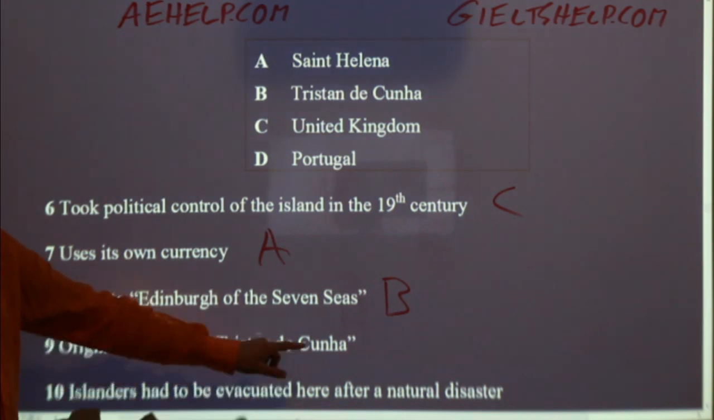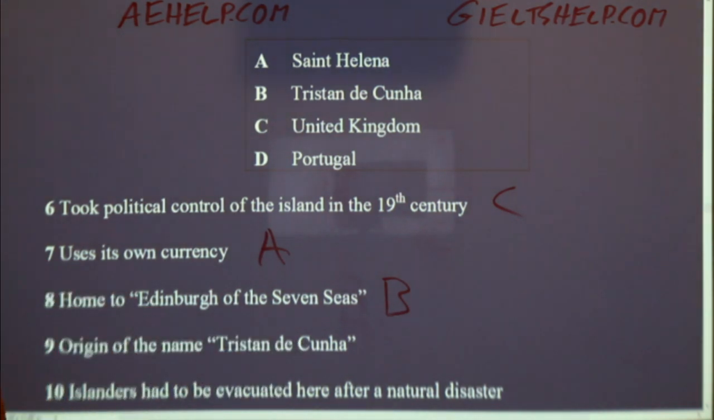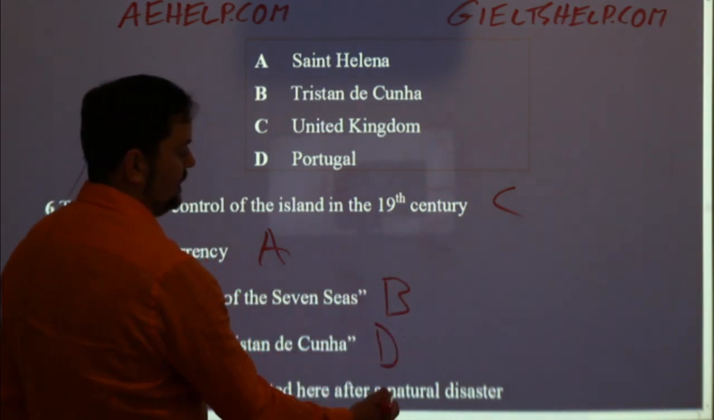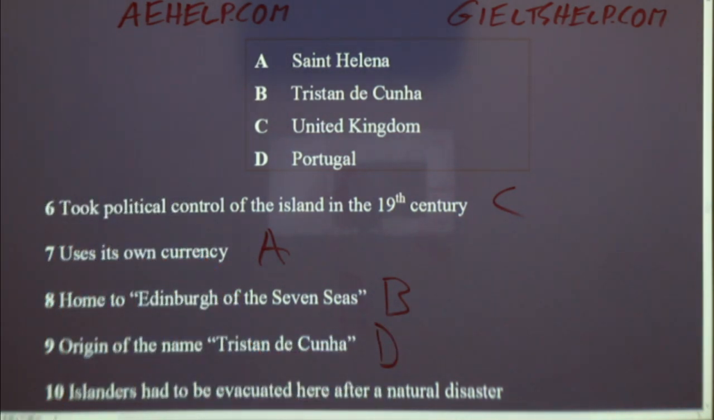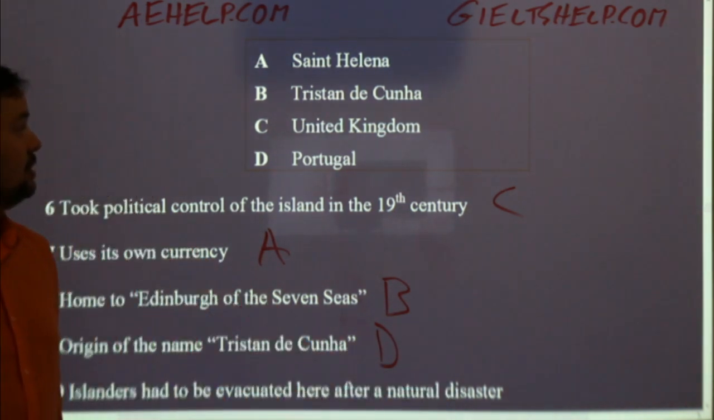Origin of the name Tristan da Cunha. It's D. It came from Portugal. It was the name of the man who discovered it from Portugal, right? Islanders had to be evacuated here after a natural disaster.